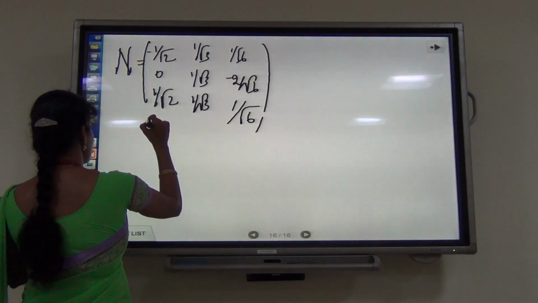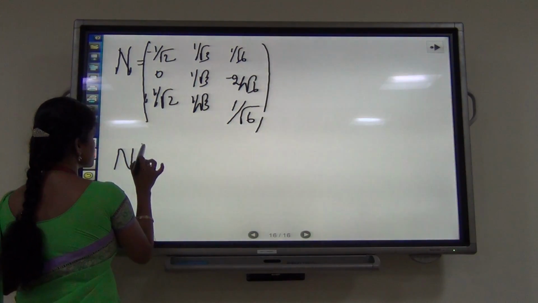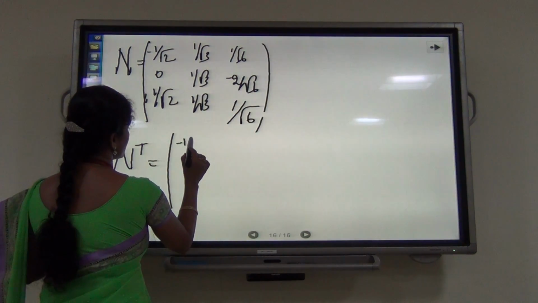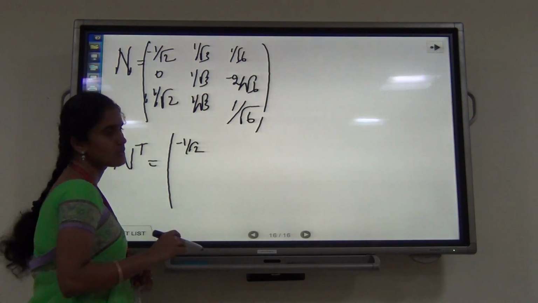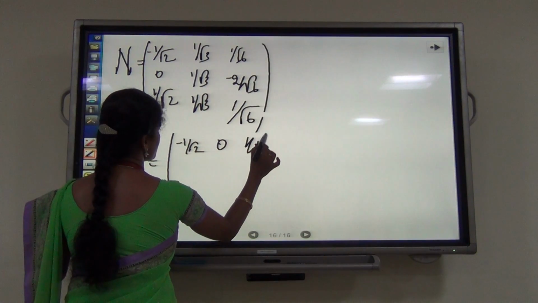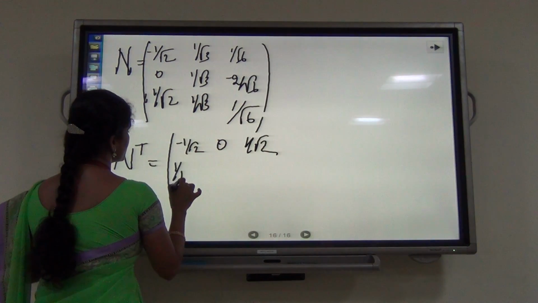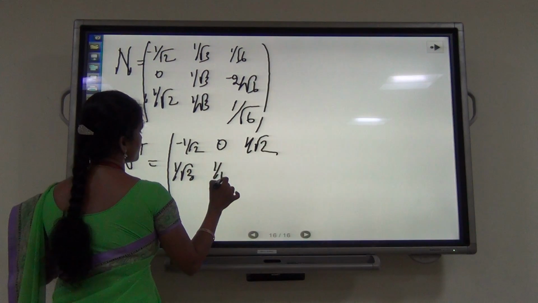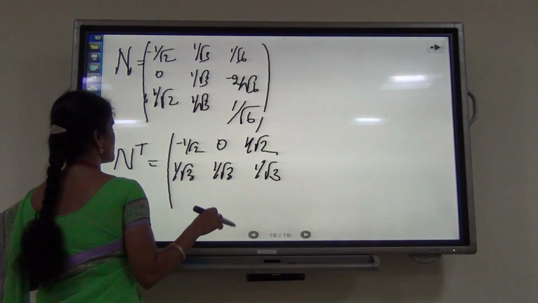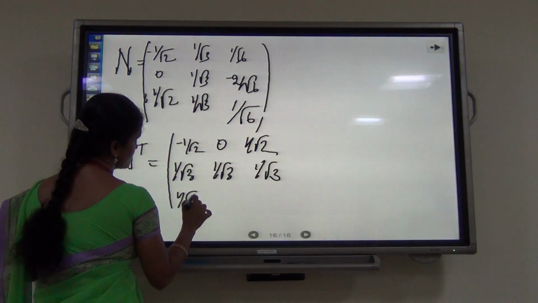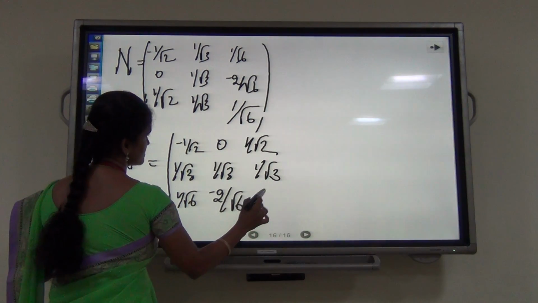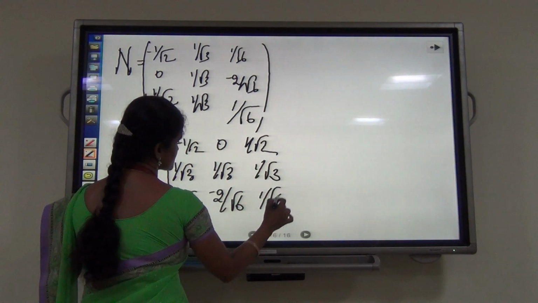So let us find what is N transpose. N transpose will be minus 1 by root 2, transforming rows into columns and columns into rows, minus 1 by root 2, 0, 1 by root 2, 1 by root 3, 1 by root 3 is the second row, 1 by root 3, earlier it was the second column and now it is the second row, 1 by root 6, minus 2 by root 6, 1 by root 6.